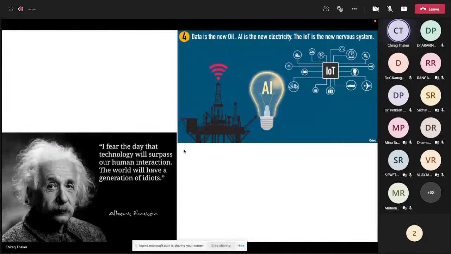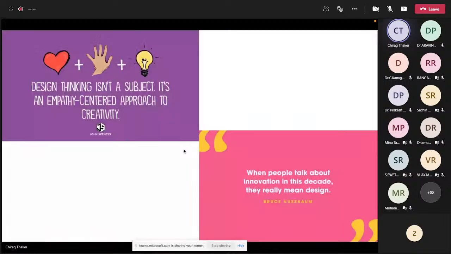And the second is regarding computing technology and the buzzwords. But please, friends, make sure they are not buzzwords. They are full-fledged technological domains. Data is the new oil, AI is the new electricity, that is artificial intelligence, and Internet of Things is the new nervous system. These two quotes are related to today's talk.